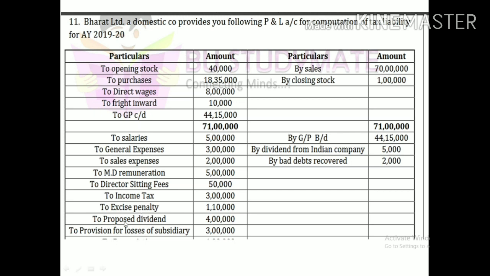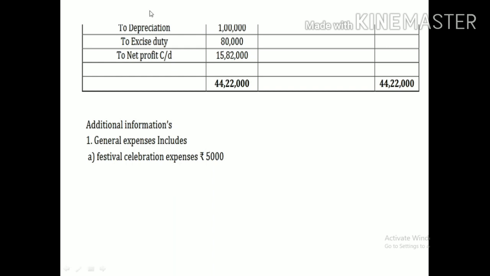Okay, the next, proposed dividend, or dividend paid, interim dividend, that is considered inadmissible, because the proposed dividend is not an expense, it is an apportionment of profit, so it is inadmissible, add back to the profit. The next, provision for loss of subsidiary company, that is 3 lakh, it is fully inadmissible, add back to the profit. Next, depreciation is given 1 lakh.